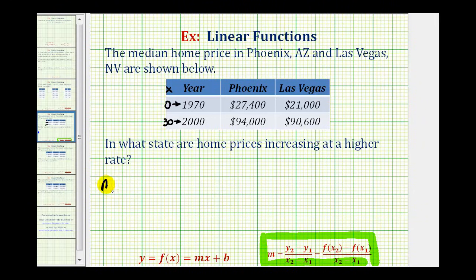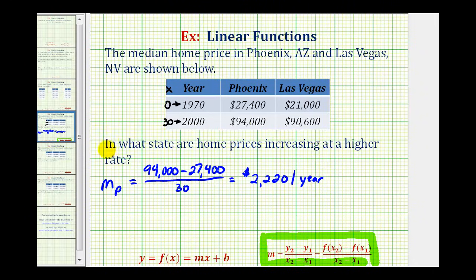I'm going to go ahead and call this m sub p, because it would be the same as the slope between these 2 points. First, we'll find the difference in the function values of the median home prices. That'll be 94,000 minus 27,400. And we'll divide this by the change in the x values, or the change in the year, which will be 30 minus 0, which would just be 30. And to save some time, I've already calculated this. This comes out to 2,220, which means between these years, the average rate of change in the median home price is an increase of $2,220 per year.